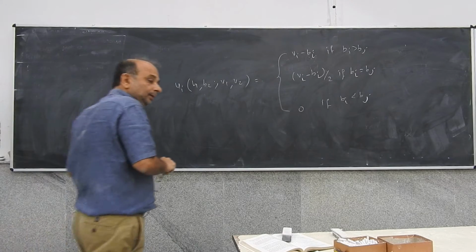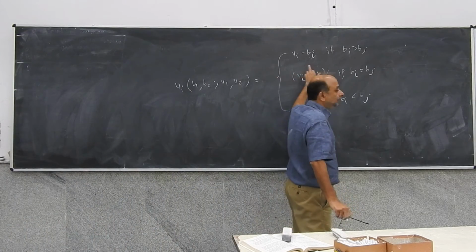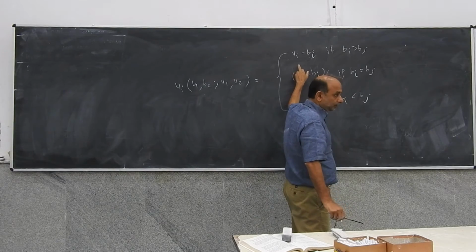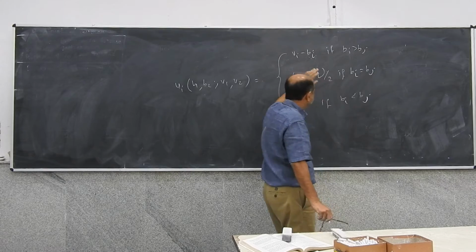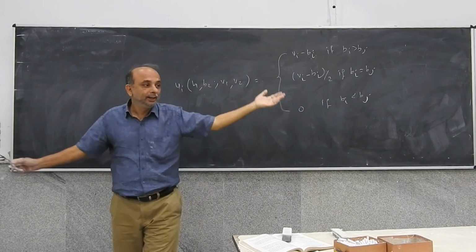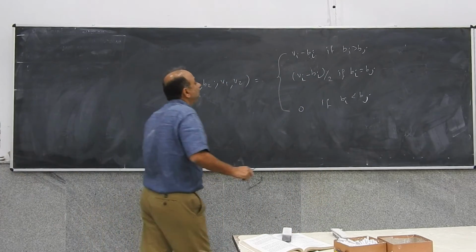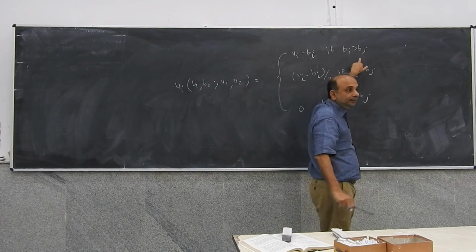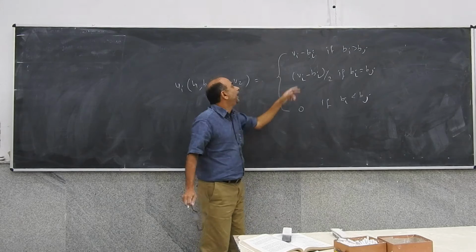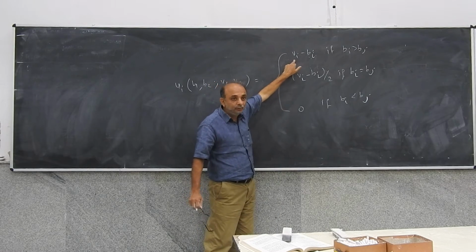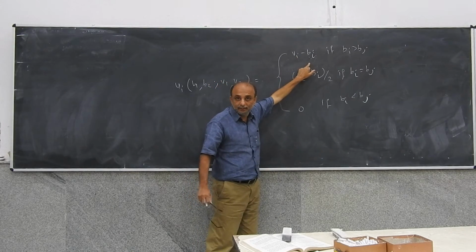If the ith player is bidding more than the jth player, then definitely he will get the good. And if the bids are equal, then they'll share it equally. And if the bid is lesser, he will not get anything. So if the bid of the ith player is greater than the bid of the jth player, obviously the ith player gets the good and his payoff is what he values it minus how much he bids for it.